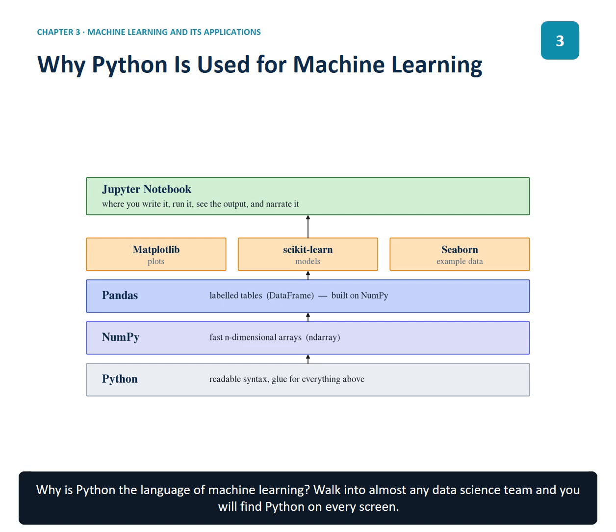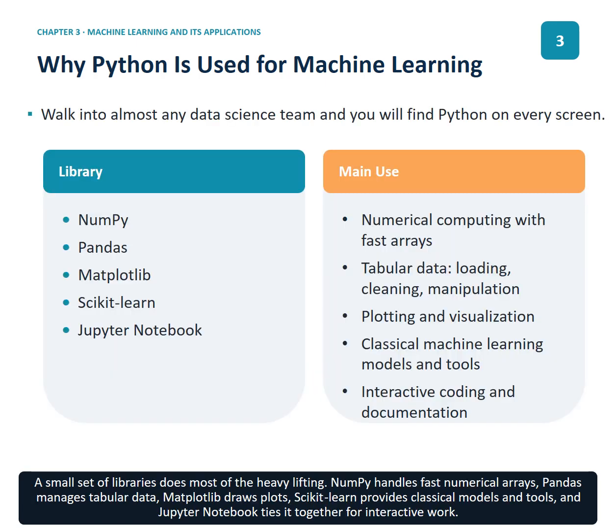Why is Python the language of machine learning? Walk into almost any data science team and you will find Python on every screen. A small set of libraries does most of the heavy lifting. NumPy handles fast numerical arrays. Pandas manages tabular data. Matplotlib draws plots. Scikit-learn provides classical models and tools. And Jupyter Notebook ties it together for interactive work.